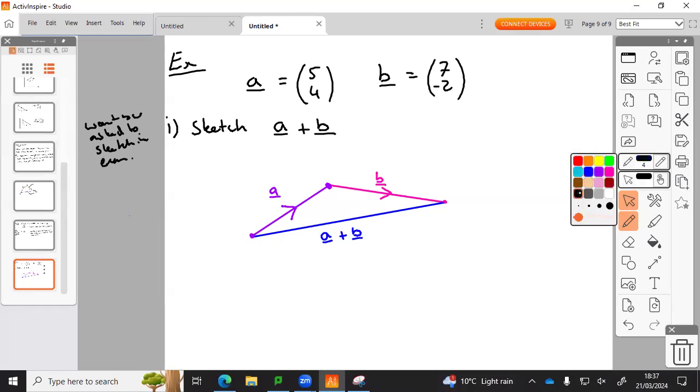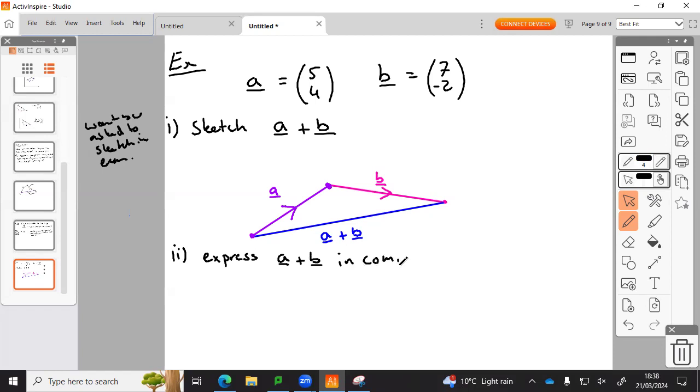Now, what's a really common question, so you won't get asked to sketch that, that's just for your visualization, is to express A plus B in component form. Remember, component form is when we've got the x value and the y value in a sort of column. Now to add vectors together, we're literally just adding the x values together and adding the y values together. That's it.